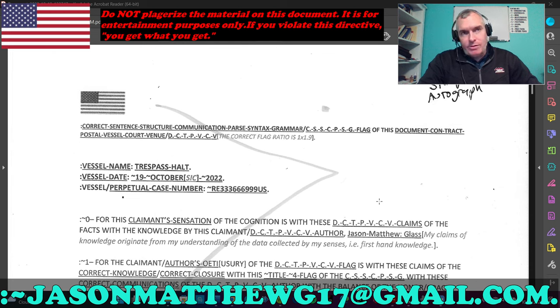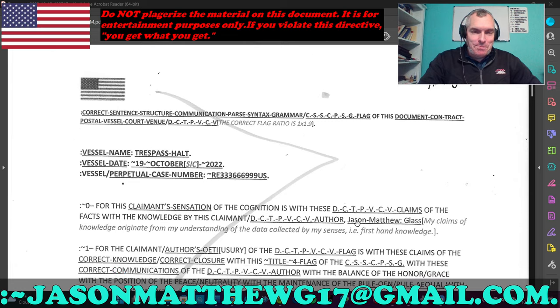There are other court mechanics which would necessitate using the return card, which you can use either with registered or certified mail. But it just depends upon the scenario you're in, and it'd be a good idea to study postal mechanics in order to learn that. This is not about postal mechanics or flag mechanics or banking mechanics. This is about grammar mechanics.